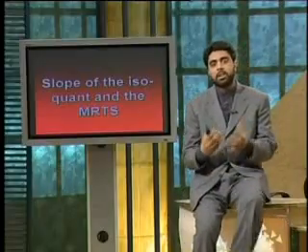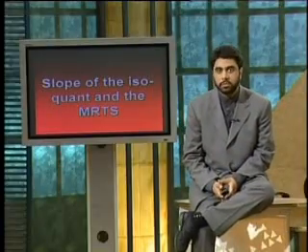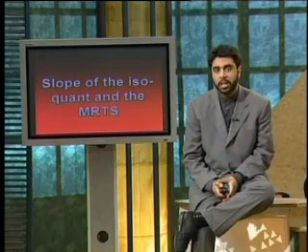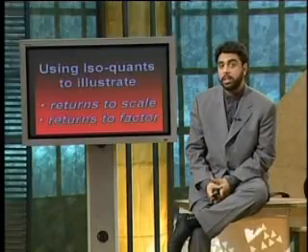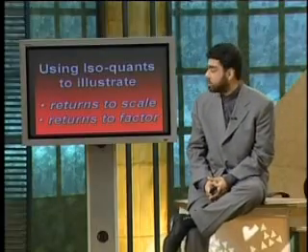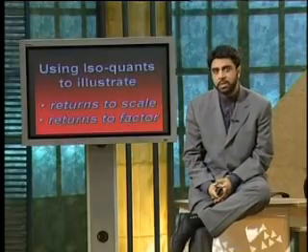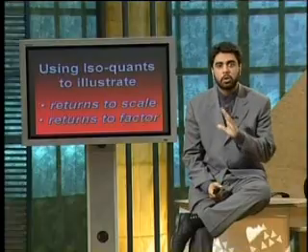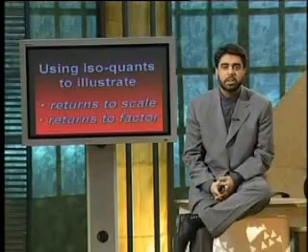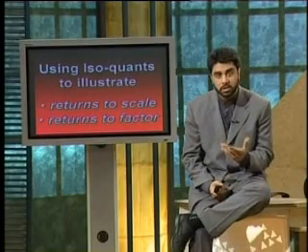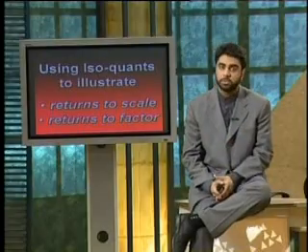Now, with that understanding of the marginal rate of technical substitution, let's see how an isoquant can help us illustrate returns to scale and returns to factor. The second one, that is returns to factor, simply relates to the law of diminishing marginal returns, whereas the first one relates to increasing returns to scale, decreasing returns to scale, or constant returns to scale.